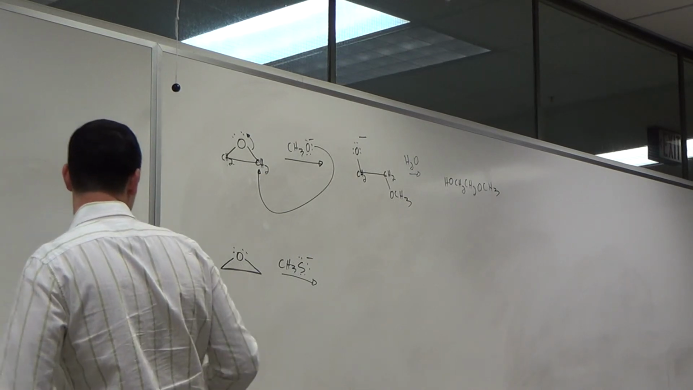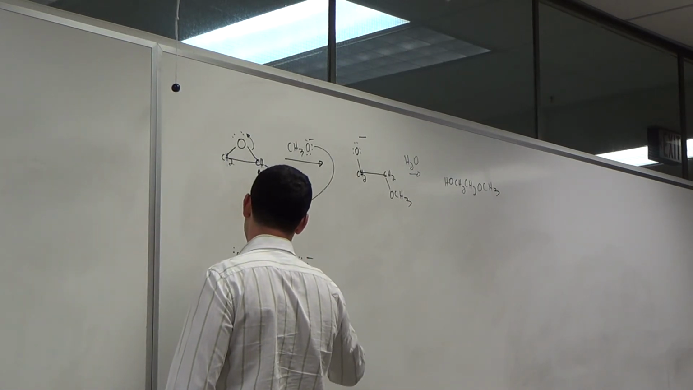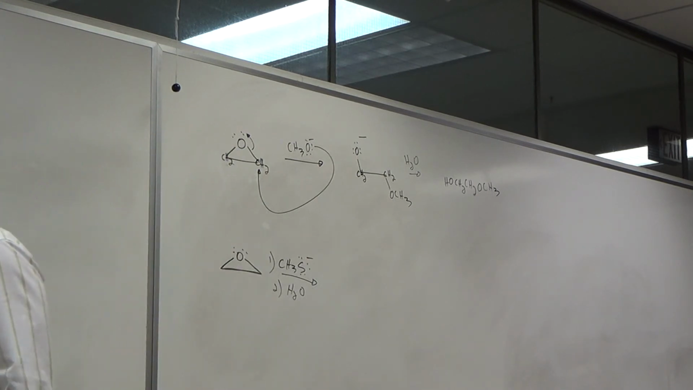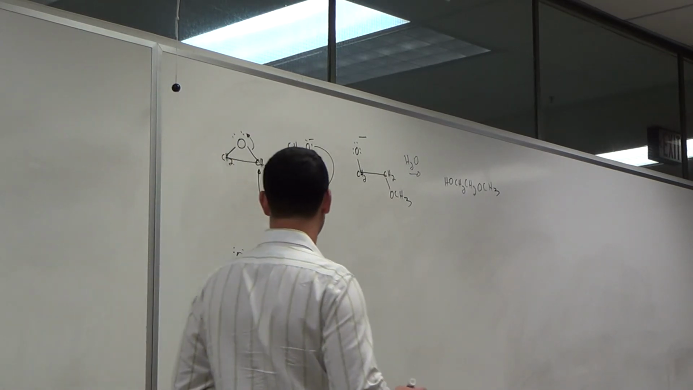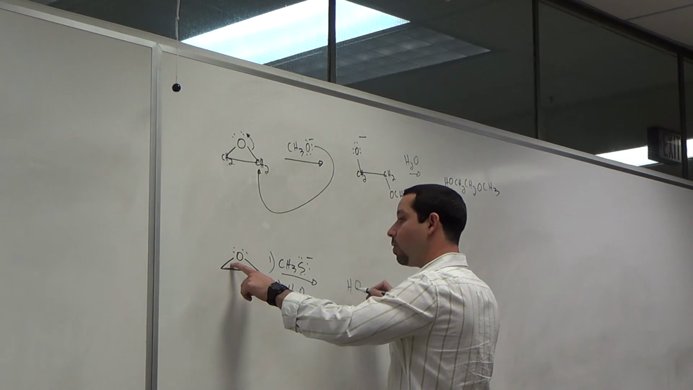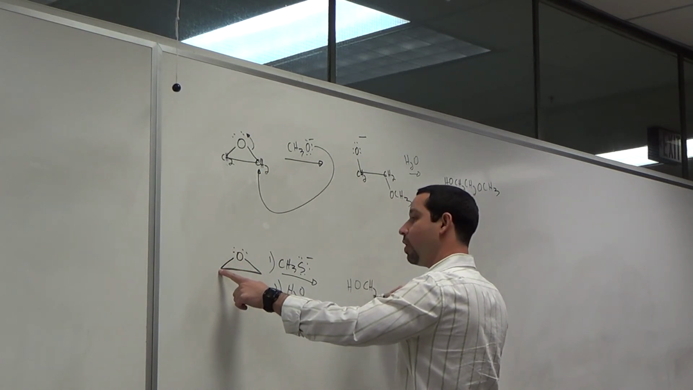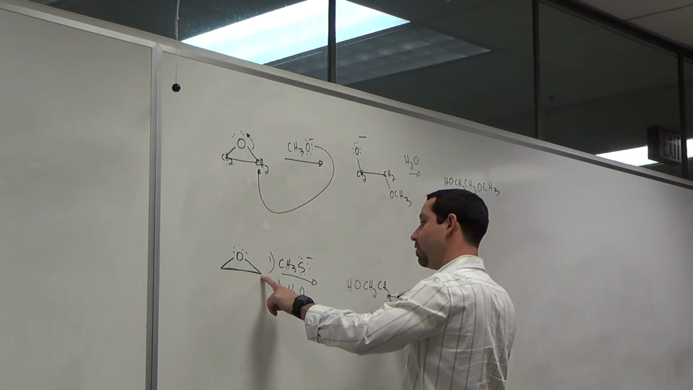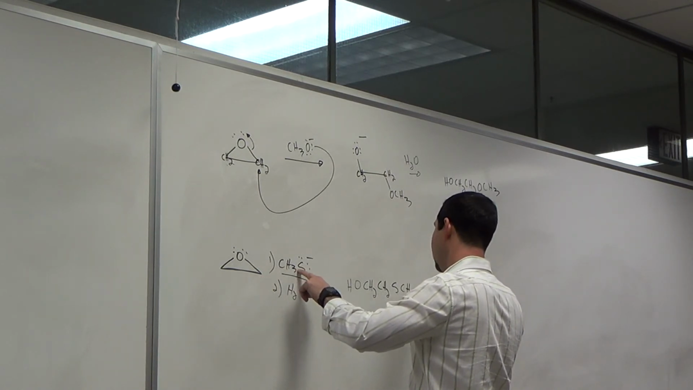Provide the product. Let's say, not in the first step, this step is water or whatever, an alcohol, an acid. What's the product? An alcohol on one side, carbon with two hydrogens, and sulfur with a CH3.